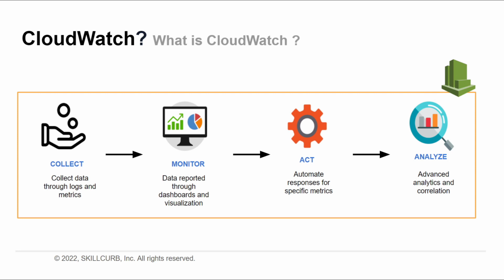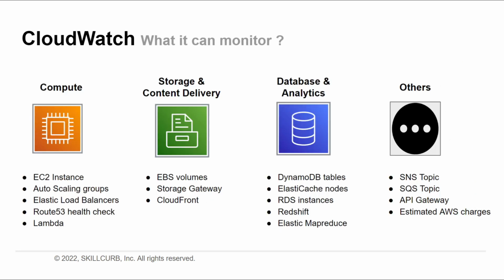Let's move on to next to see what are the services that can be monitored using CloudWatch. As discussed previously, here is a bit more detail to the services within each category that the CloudWatch can monitor. So when talking about the compute services, one can monitor the EC2 instances, the auto-scaling group details, elastic load balancers residing, do the health checks for the Route 53, and monitor the Lambda functions as well.